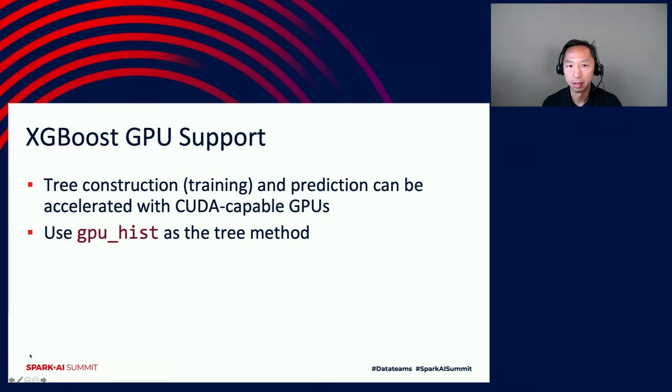If you're training on CPU, typically you use the hist algorithm, which uses histograms to build trees. The GPU equivalent is called gpu_hist. So basically, you just need to swap the tree method from hist to gpu_hist. Off you go, and you can actually see a speedup doing training on GPUs.